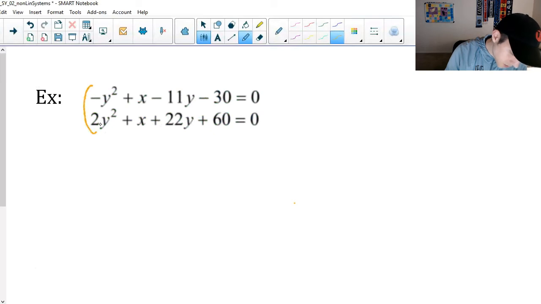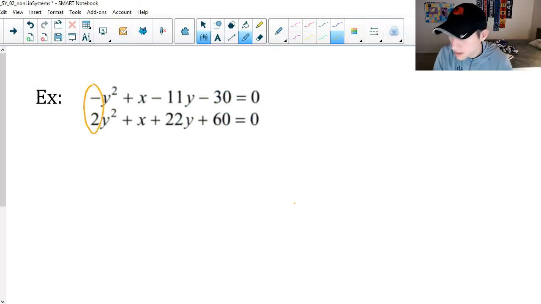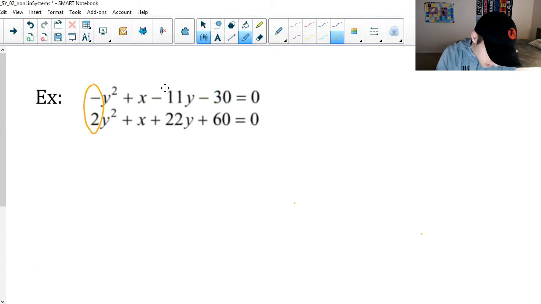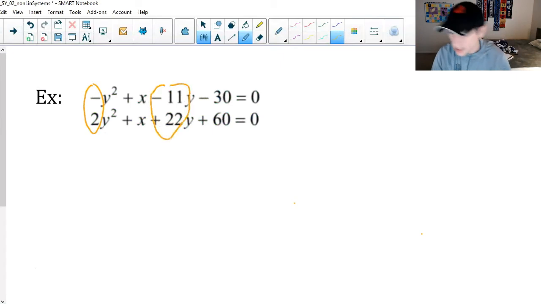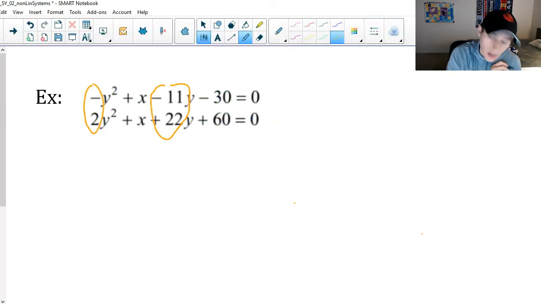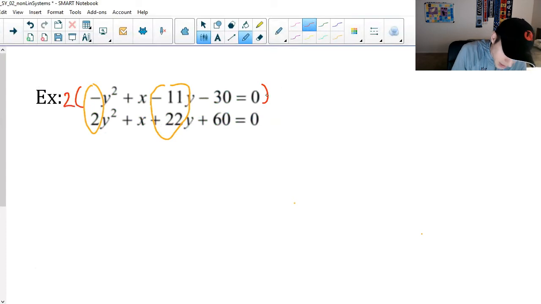All right, so my coefficients are negative 1 and positive 2, negative 11 and positive 22. So the only thing to be careful of is if we're going to eliminate y, then it has to be that when we add our equations together, we get rid of all the y's. The y squareds are gone and the y's are gone. Okay, now for this one, I think I can see that is going to work out. Let's take this first equation, multiply it by 2.